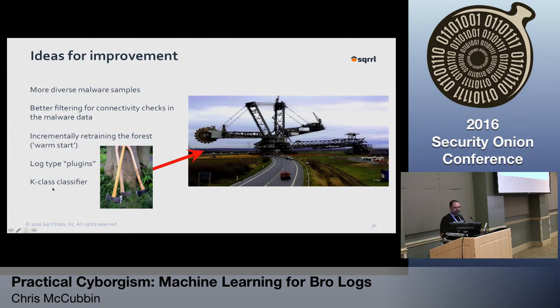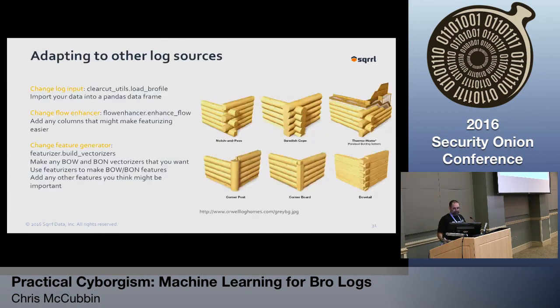And K-class classifier, something I didn't really touch on. Instead of two classes, duck, cat, dog, malicious, not malicious, you can have benign and then a list of things that it thinks it might be. So I think this might be DNS tunneling using Indigo or whatever. So I think I'm going to skip this.